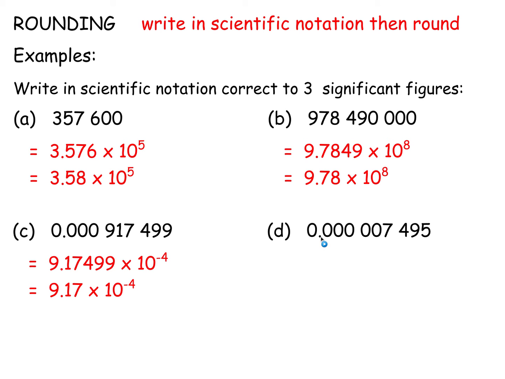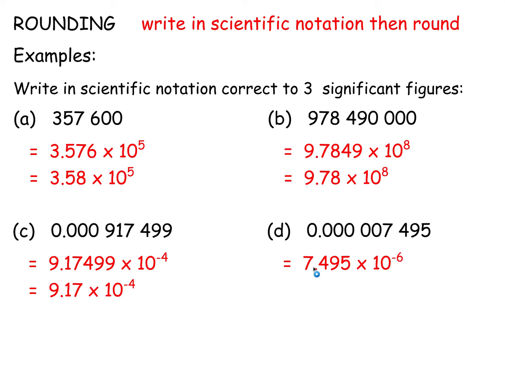And here, put the decimal point after the first non-zero digit, 7.495. It's jumped 6 digits to get to after the 7. It's a very small number, it starts 0 point, so it's a negative power. Notice there are 5 zeros after the decimal point, but it's got to jump that 7 as well. So that's why it's jumping 6 digits.